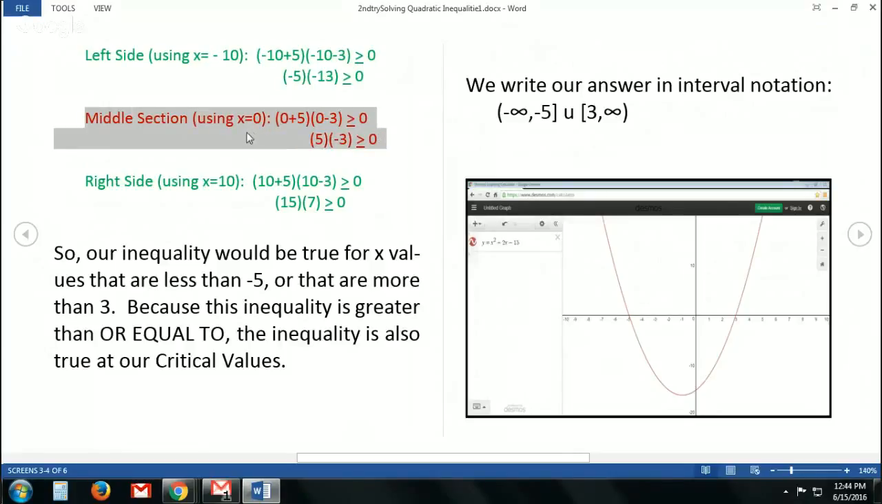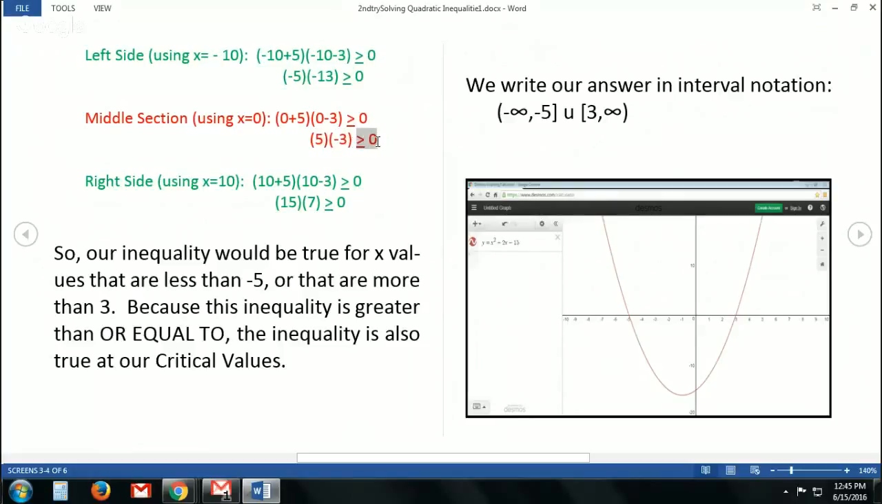Remember, the middle section, we wanted to put 0 in for all of our x's. So when I put 0 in for x, it gives me 0 plus 5 for the first factor, and it gives me 0 minus 3 for the second factor. 0 plus 5 is positive 5. 0 minus 3 is negative 3. If you want to multiply those together and see that they're negative 15, that's fine. But what really matters is a positive times a negative gives me a negative result.